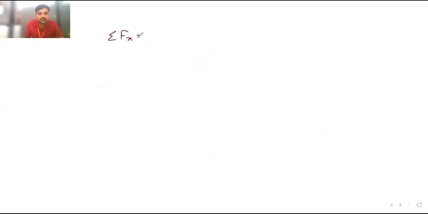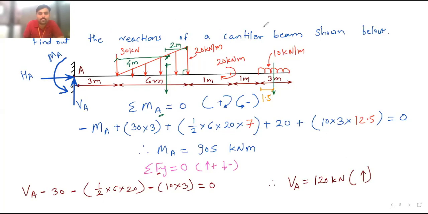Summation Fx equal to 0. Towards right plus, towards left minus. Now see here. This is HA. HA is moving towards right. So plus. Then is there any horizontal force acting on the beam?